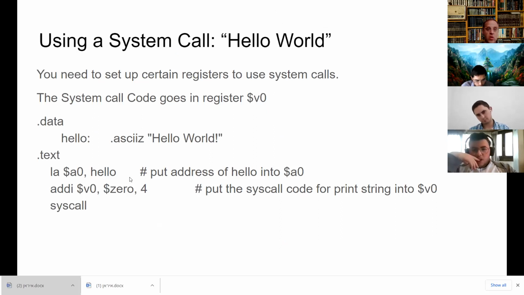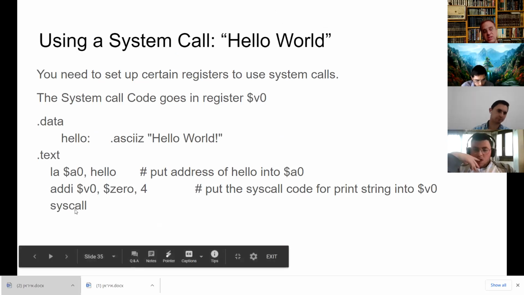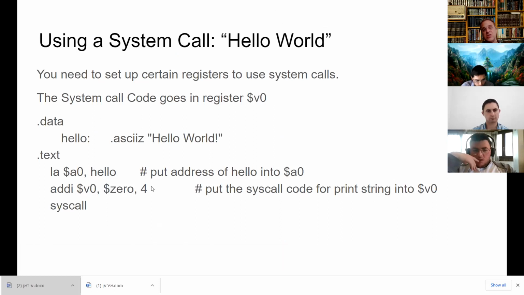So when I put 4 into V0, what happened is that when I run system call, it checks what's in V0. It sees that it's a 4 and says, oh, I better print the string. What string? Whatever string is pointed to by A0. It goes and checks what A0 is pointing to. Fortunately, I defined A0 as pointing to my string, so then it'll know to print hello world. That's how you do it.